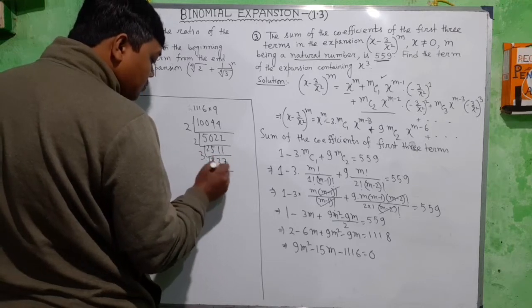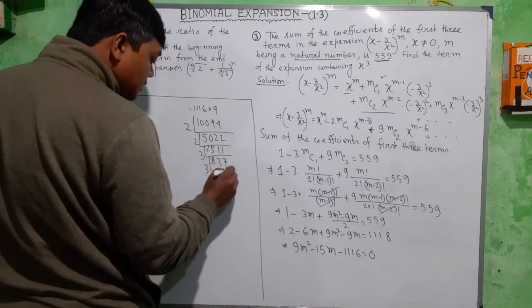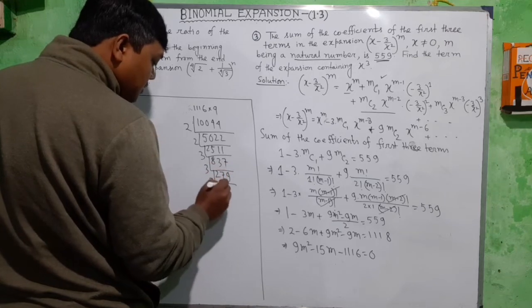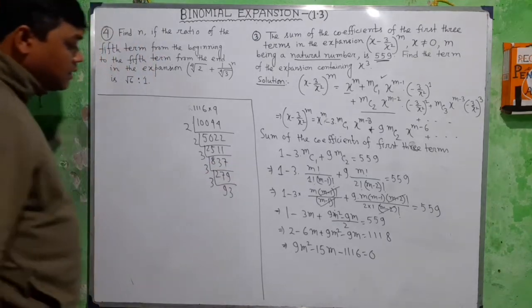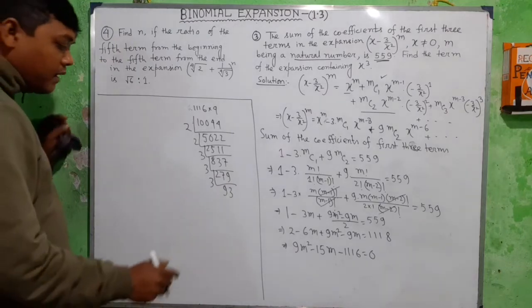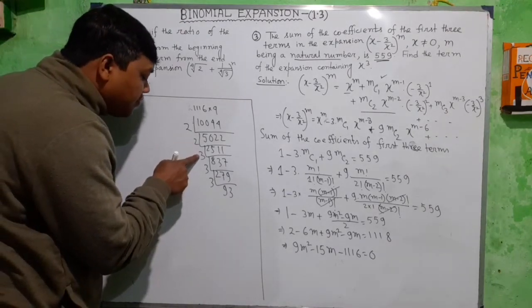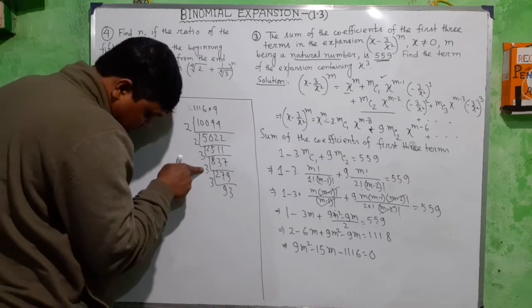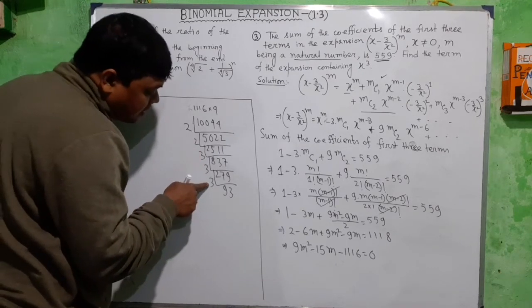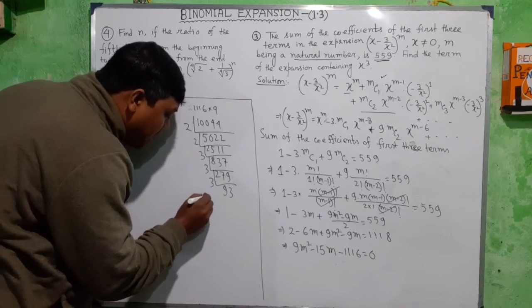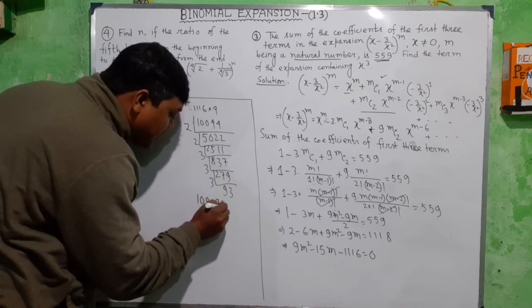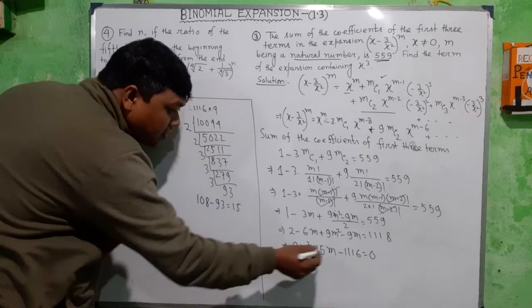3 2 6, 3 9 3. So you see that 2 to the 4, 4 into 3 is 12, 12 into 3 is 36, 36 into 3 is 108. So 108 minus 93 you will get 15. So you have gotten this expression.